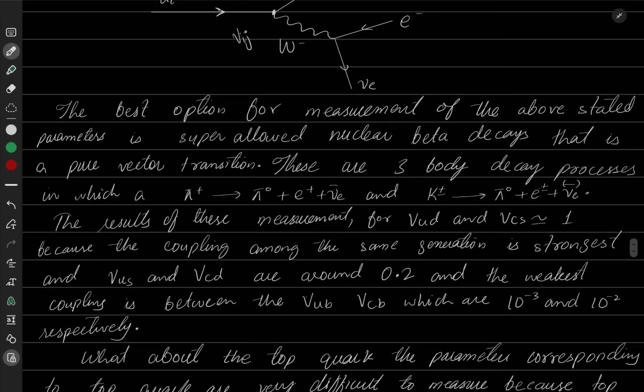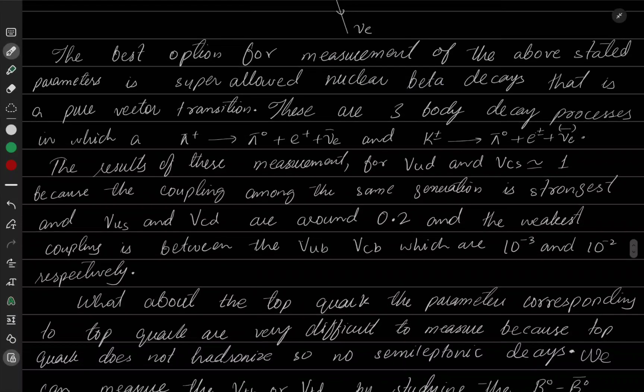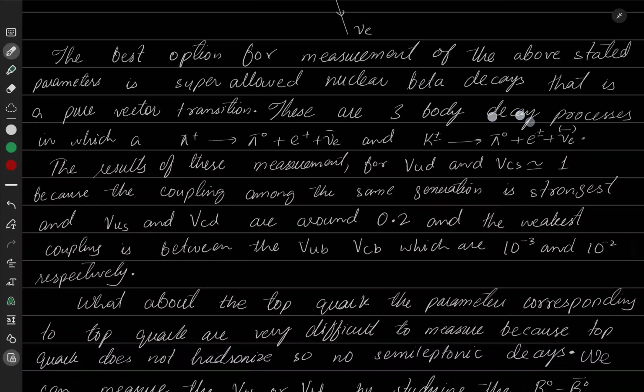So we can look into the superallowed nuclear beta decays, which are pure vector transition states, or we can look into three-body decays, also semi-leptonic decay processes. Let's say a pion decaying into a neutral pion, a positron and an electron neutrino, or let's say the decay of a charged kaon into a positron or an electron along with the neutral pion and the corresponding neutrino.